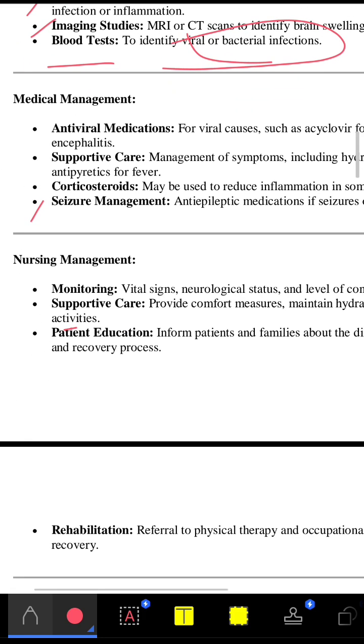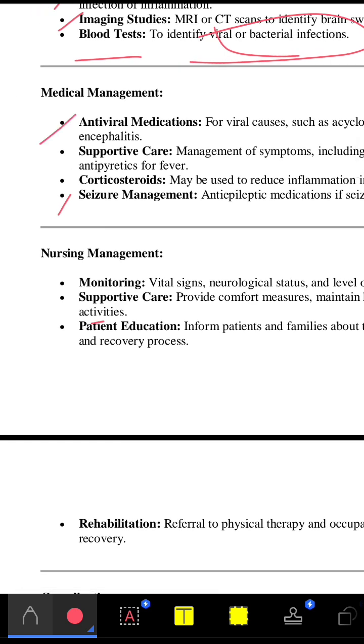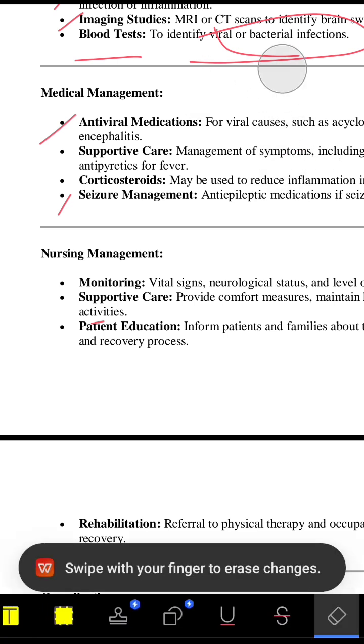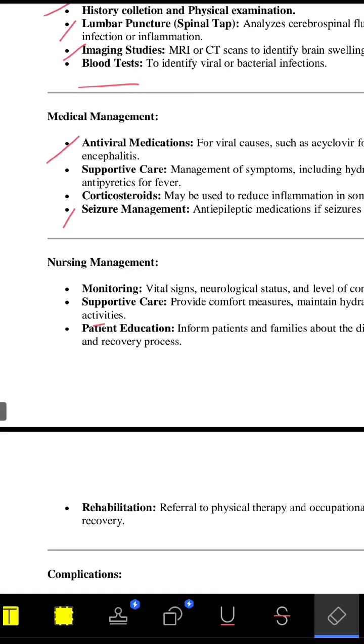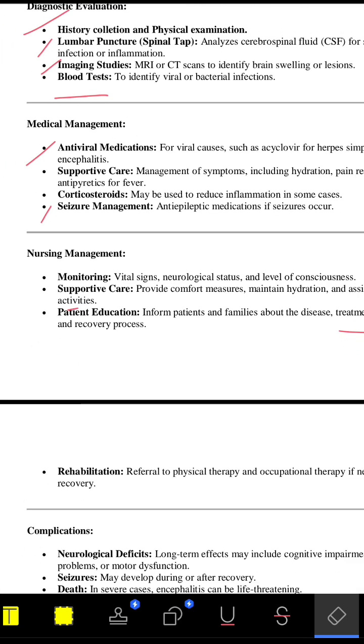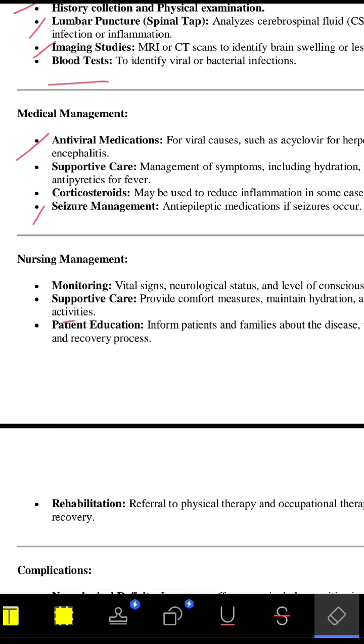Next we'll move on to medical management. Under medical management, we can provide antiviral medications because encephalitis is caused by viral infections, such as acyclovir for herpes simplex encephalitis. And next we can provide antibiotics for bacterial infections.